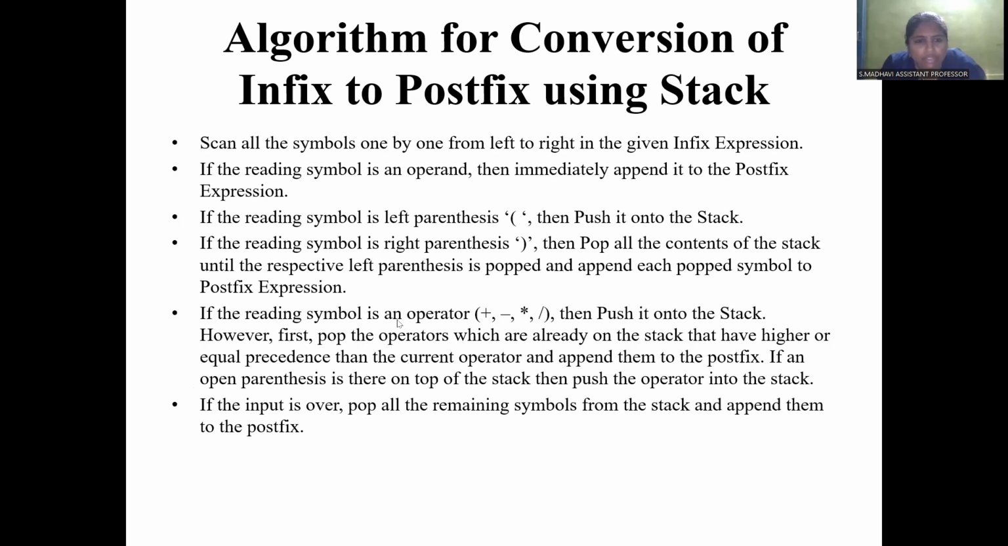Suppose all the operators and operands have been pushed onto the postfix expression, and after that there are still some operators left over in the stack, you can surely pop all the items from the stack and push them onto the postfix. So this is the general algorithm that we are going to follow.